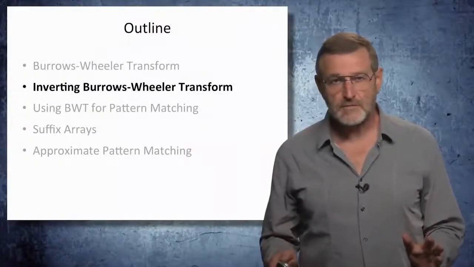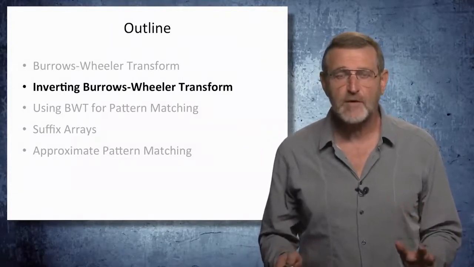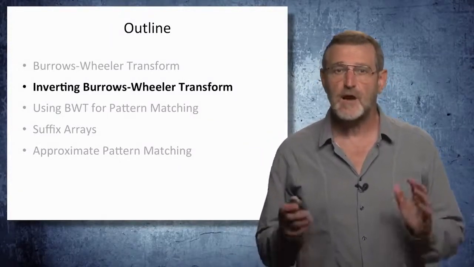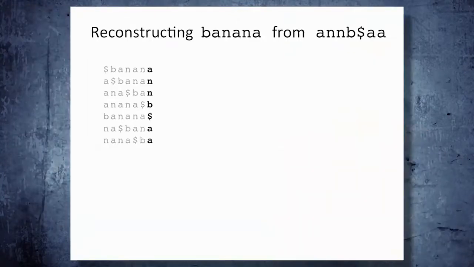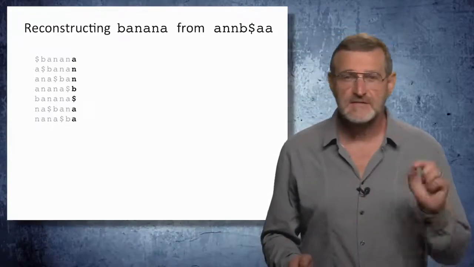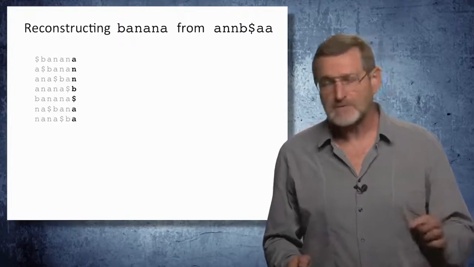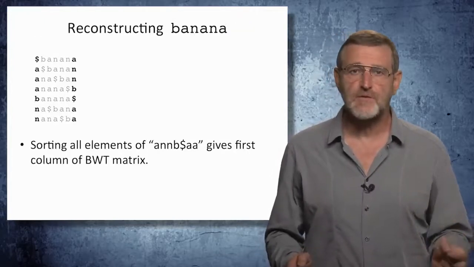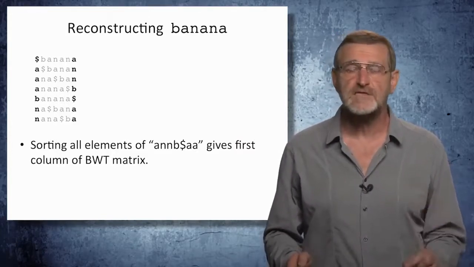We saw in the previous lecture that the Burrows-Wheeler transform idea will not work unless we figure out how to invert the Burrows-Wheeler transform. Let's try to reconstruct the text banana from its Burrows-Wheeler transform annb$aa. We know the last column of the Burrows-Wheeler matrix. We also know the first column because the first column is simply sorting all elements of the Burrows-Wheeler transform.